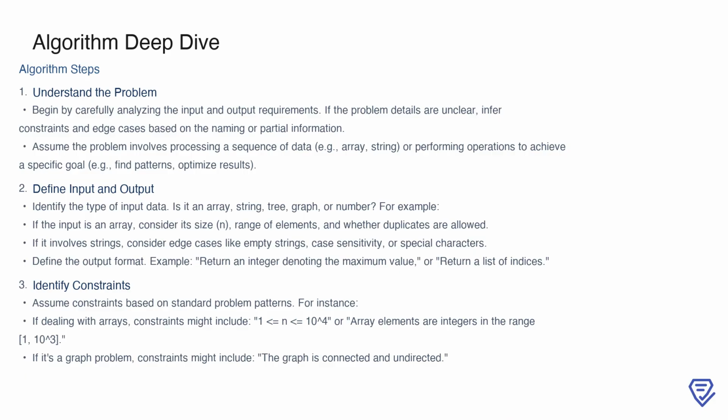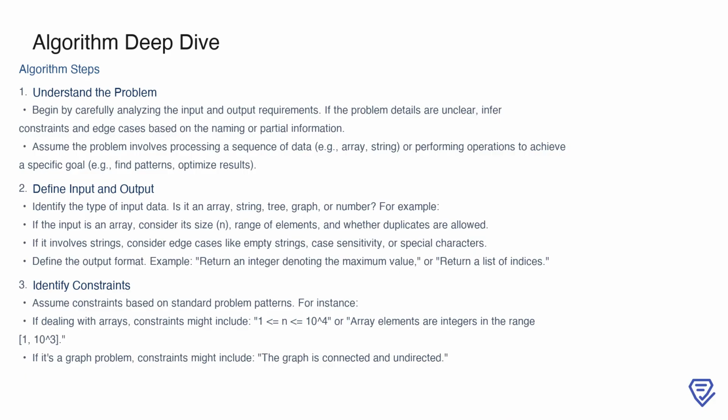Next, define the input and output explicitly. Identify the type of input data, whether it's an array, string, tree, graph, or a number. For arrays, consider properties like size, element range, and whether duplicates are allowed. For strings, think about edge cases like empty inputs, case sensitivity, or the presence of special characters. Similarly, you should be clear about the output format, such as returning an integer, a list, or another data structure.